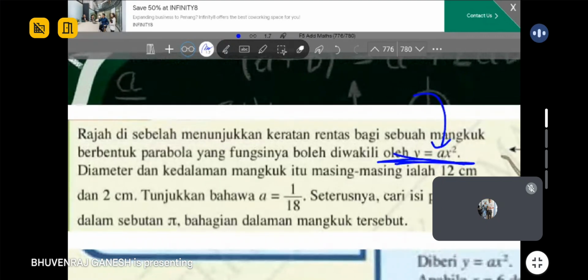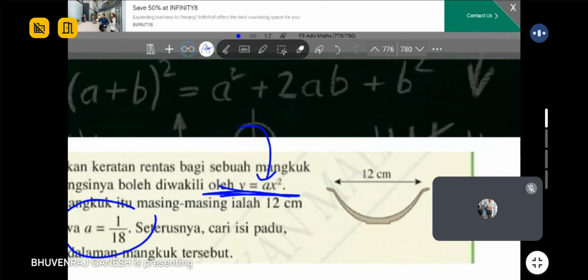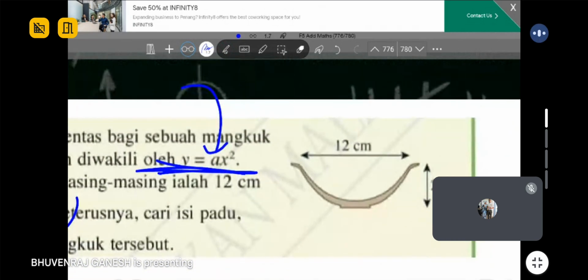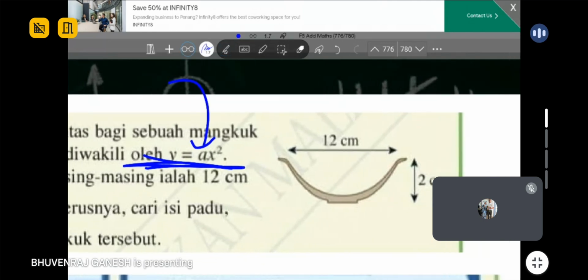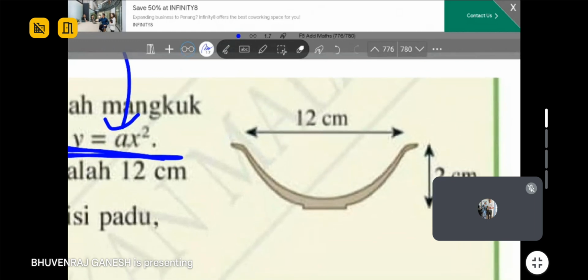Okay, they ask you to show A is this value. So what is the concept? Anyone? How do I do it? Think and see, guys. Cuba fikir. Very famous question. You must know how to do it. No second chance one, because the question is like that. It came out in many trials already. You can see. So anyone? What is the step you take?